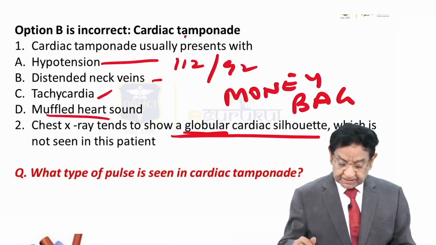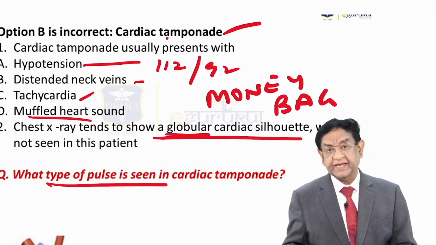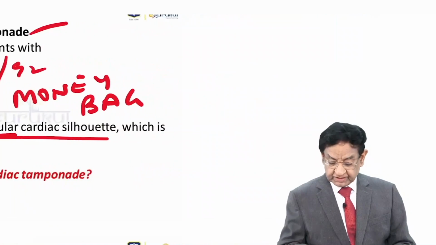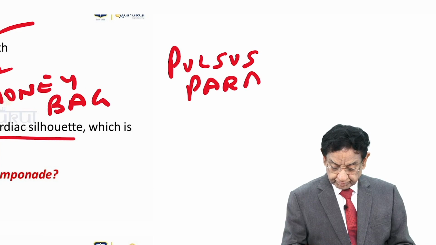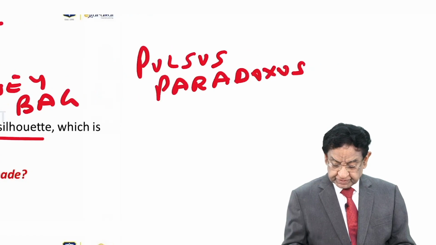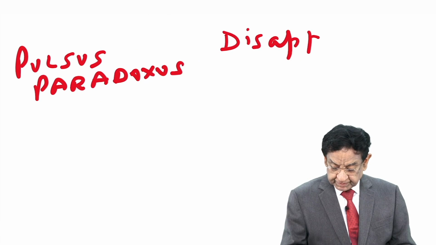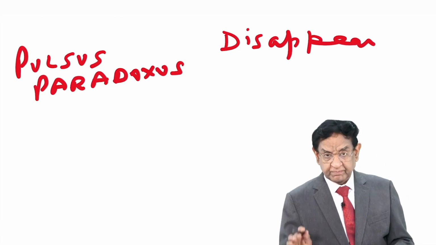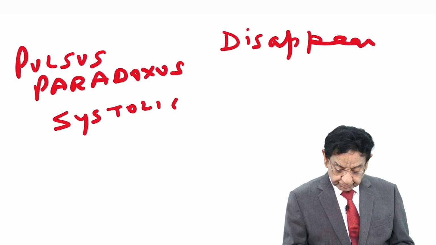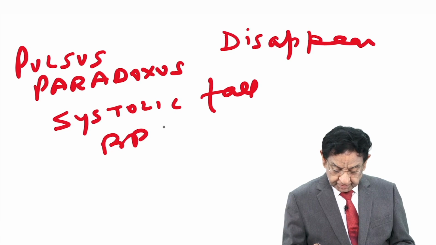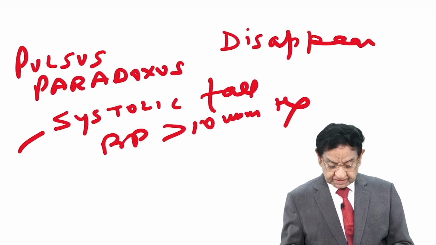But now I have a question for you. Write down the answer. Suppose a patient has cardiac tamponade, what type of pulse can we see in a case of cardiac tamponade? The answer is pulsus paradoxus. With each inspiration, the pulse tends to disappear or the pulse becomes milder, or we can better appreciate it by BP. There is a systolic fall of BP of more than 10 millimeter of mercury. This is the better way to demonstrate pulsus paradoxus.